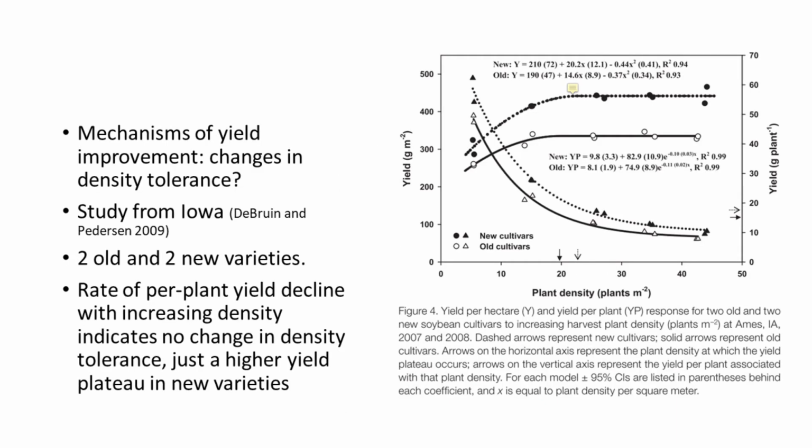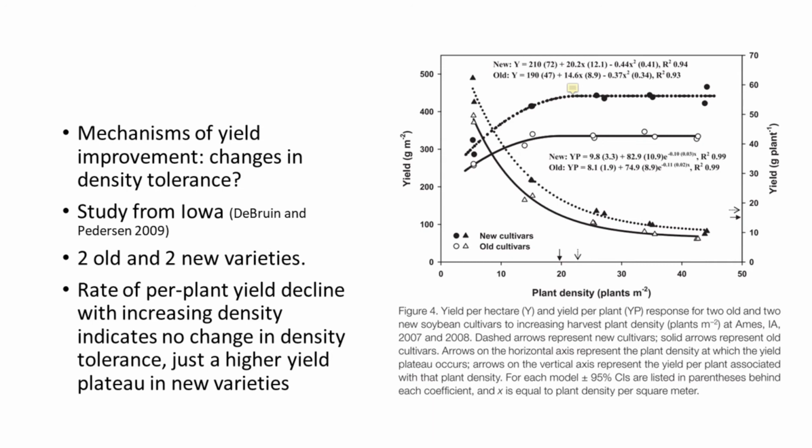That third avenue of yield improvement is improvements in density tolerance, essentially allowing higher seeding rates of soybean, increasing yield per unit land area, not necessarily yield per unit plant. Okay, so I could not find any density tolerance measurements in Ontario soybean, but the closest location that I did find data was from Iowa in a study by Jason de Bruin.